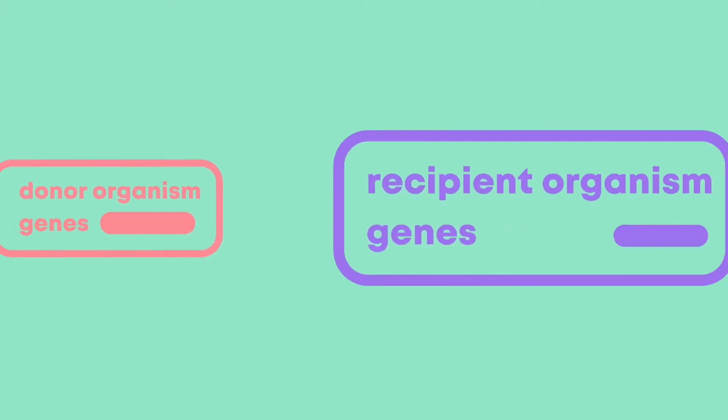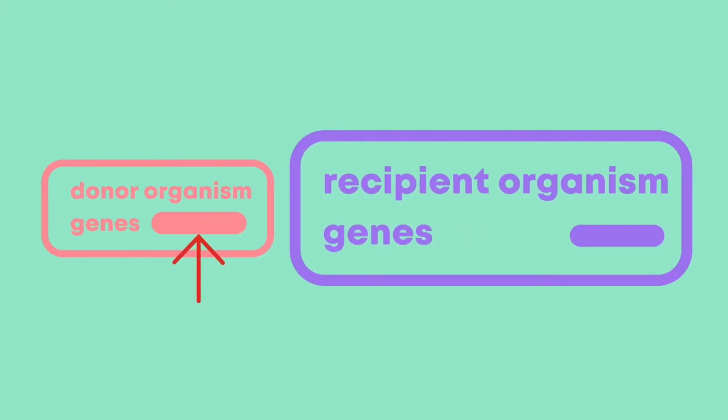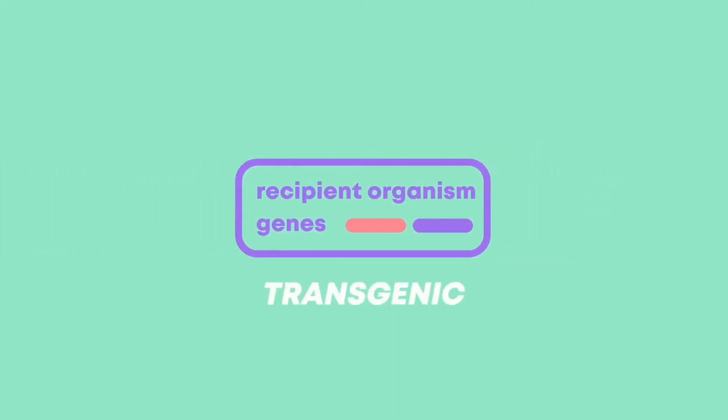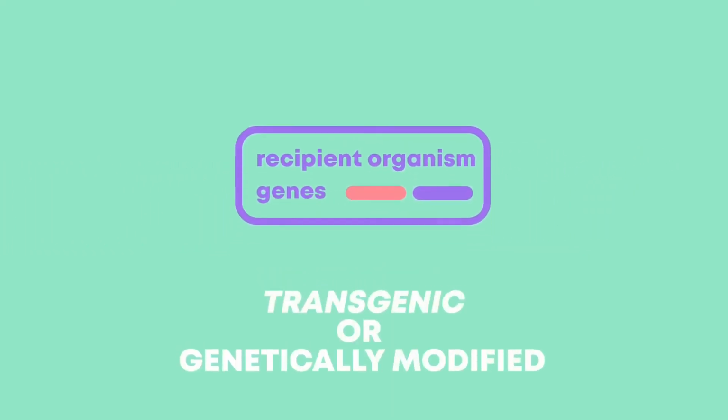Genetic engineering involves removing a gene from one organism, which is called the donor, and transferring it to another organism, which is referred to as the recipient. The recipient is called a transgenic organism or a genetically modified organism.